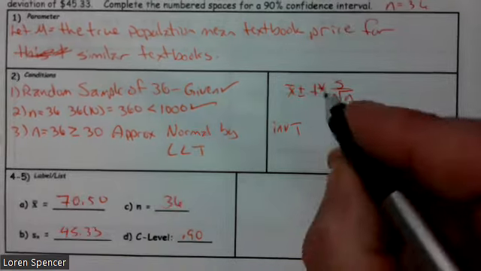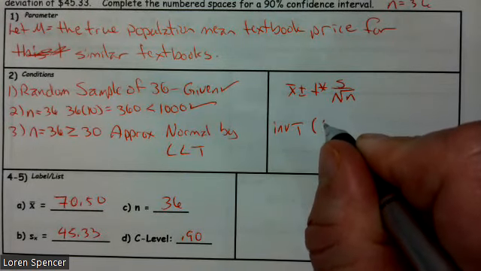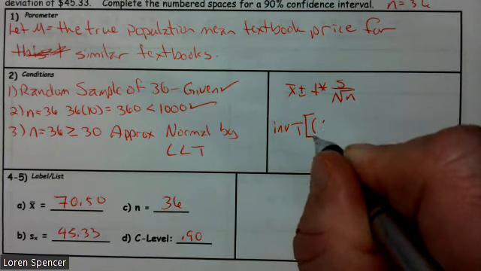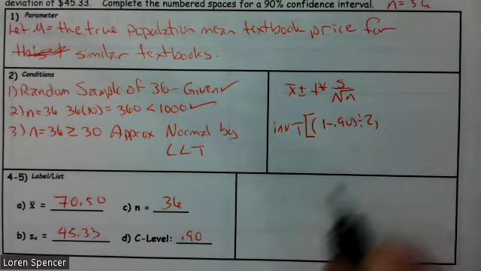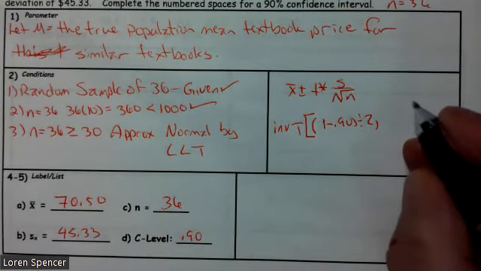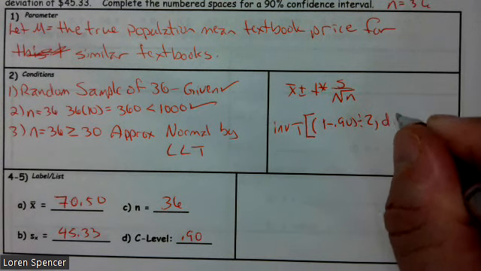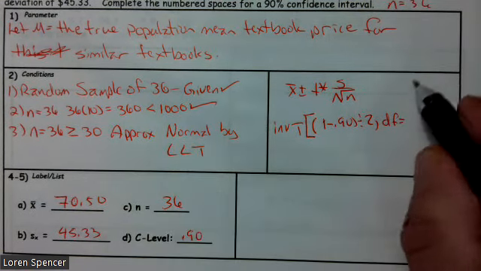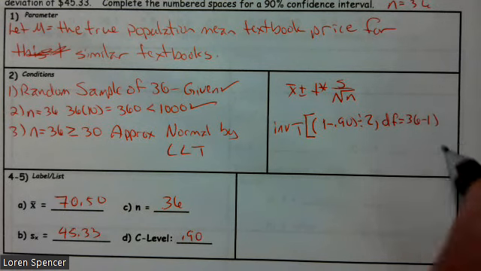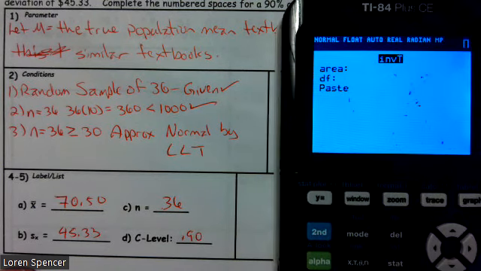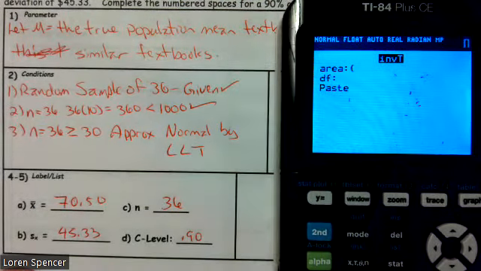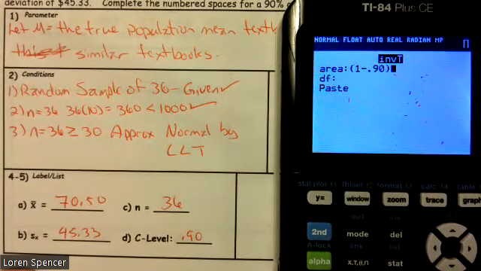All right, this is where it gets different. We're going to have to put in parentheses. So we'll put a bracket here, and then we're going to go 1 minus 0.90, that divided by 2. That'll give us our area. And then it asks for our degrees of freedom. And our degrees of freedom happens to be our sample size minus 1, 36 minus 1. Now, this is going to give us a negative, but we're okay with that because we'll just make it positive. 1 minus 0.90, close parenthesis, divided by 2. Degrees of freedom, 36 minus 1.